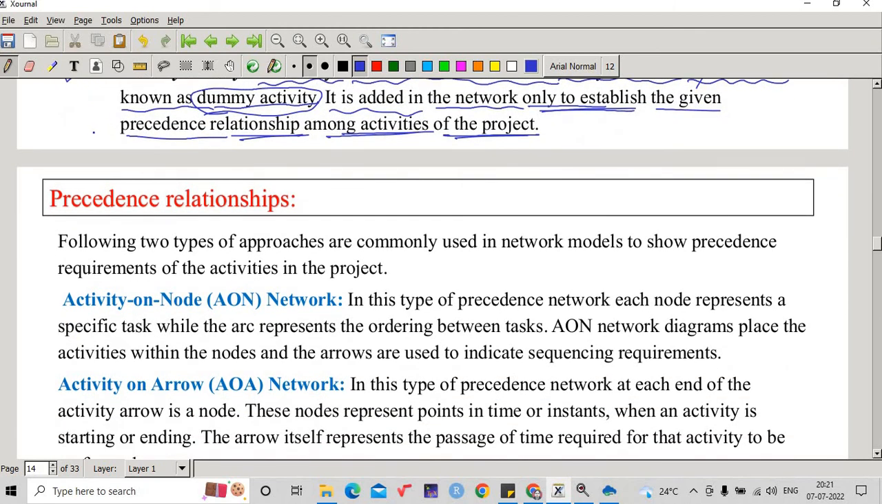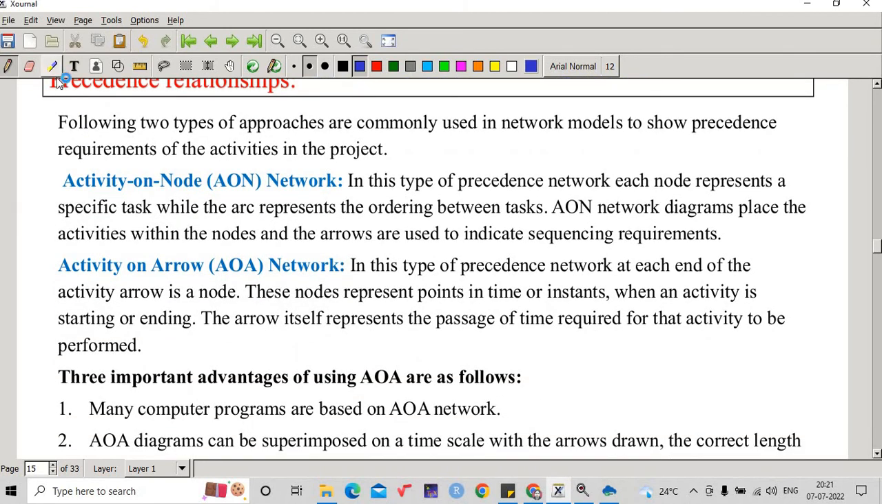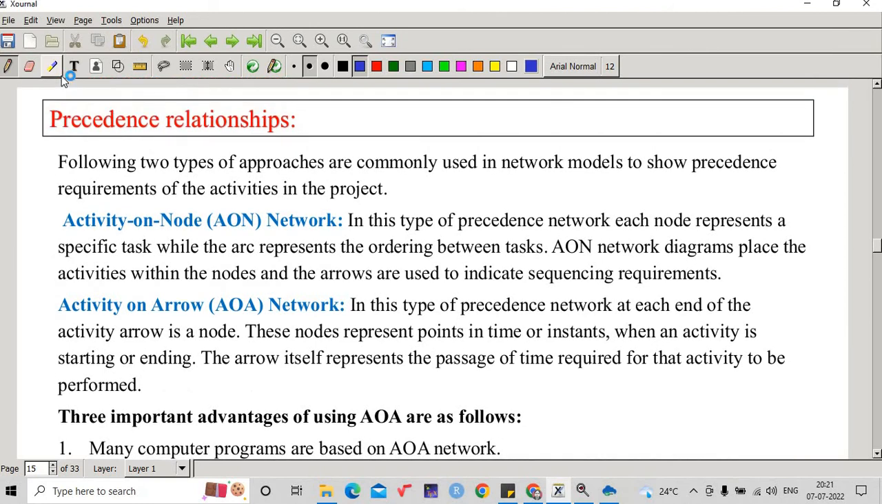We are going to use this dummy activity in unavoidable situations. Alright? Okay. So let us try to understand a few more concepts under the networking analysis. The following two types of approaches are commonly used in networking models to show the precedence requirement of the activities in the project.